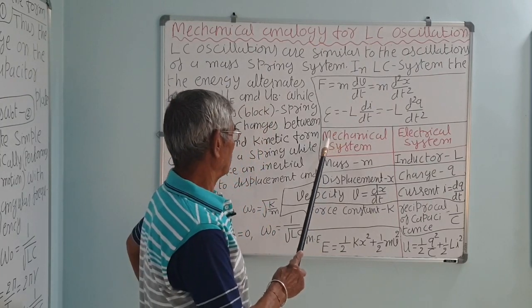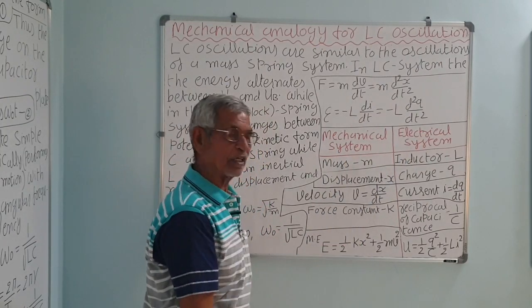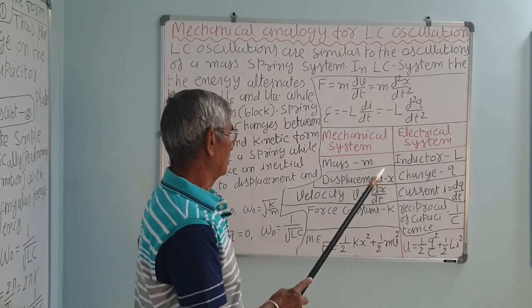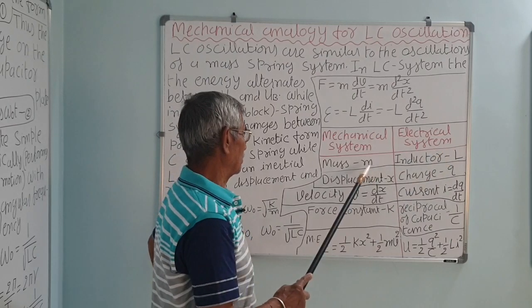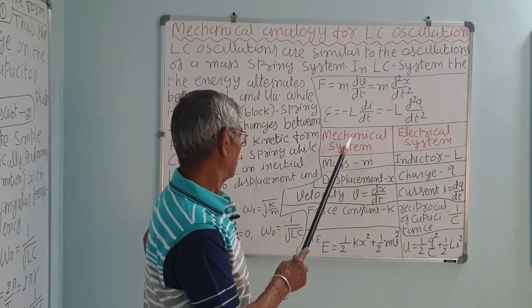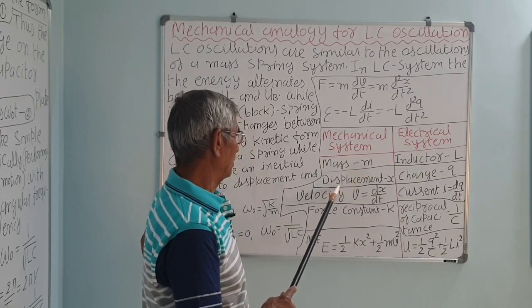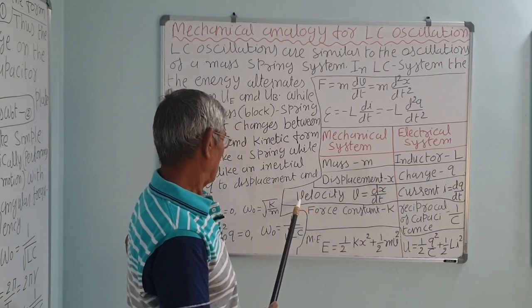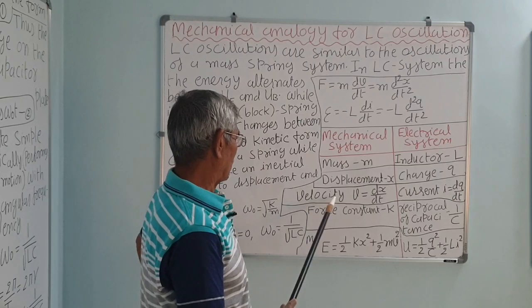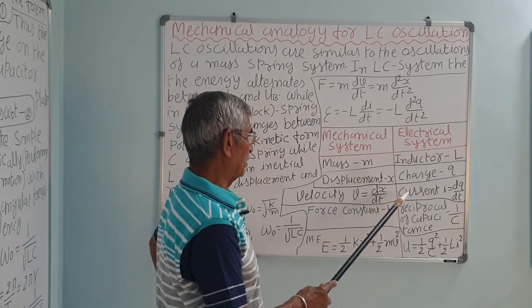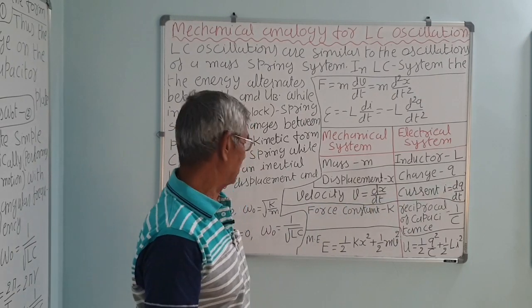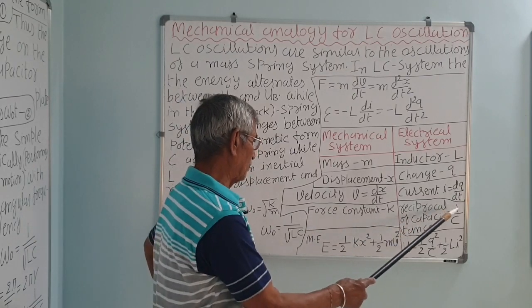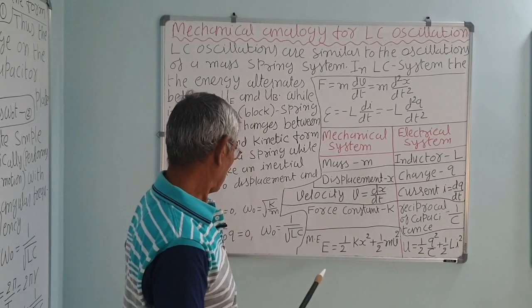Now, let us see the symbols. Mechanical system, this is the electrical system. The mass is m, the inductor here is L. L plays the role which is played by the mass in the mechanical oscillation. Displacement x, the charge q. The velocity v is equal to dx by dt, the current I is equal to dq by dt. Force constant k, the reciprocal of the capacitance, 1 upon C.